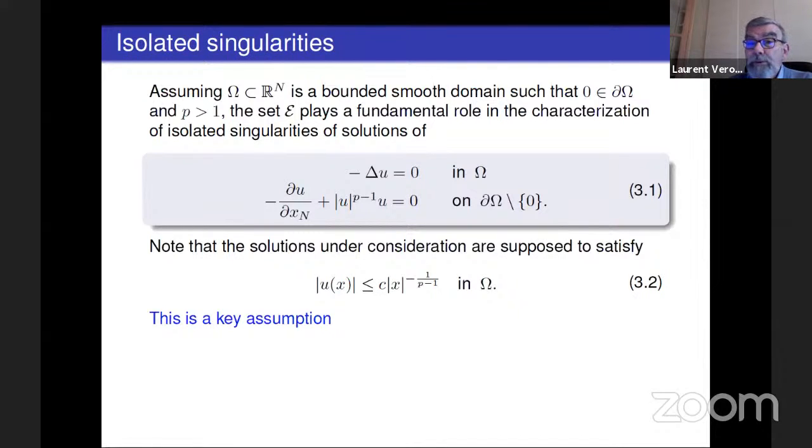It's also very important, something which is a bit surprising for problems with strong absorption, that I have to make the assumption that u of x is bounded by c times |x| to the minus 1 over p minus 1. This is a key assumption, which is not at all natural for problems with absorption, but is very natural for problems arising from fractional operators. I will discuss this later on. Okay, this assumption I will make. If I want to study singularities, I'm obliged to do this.